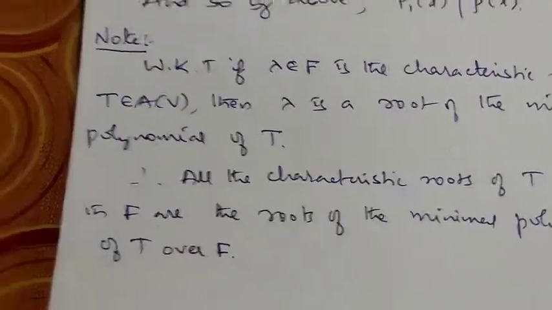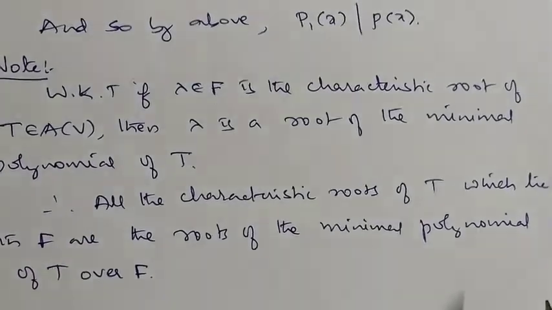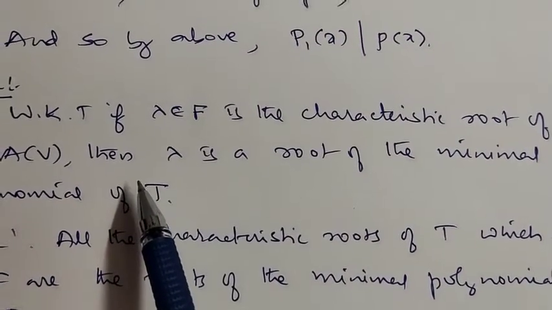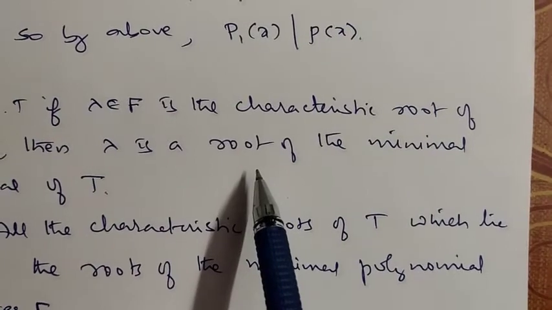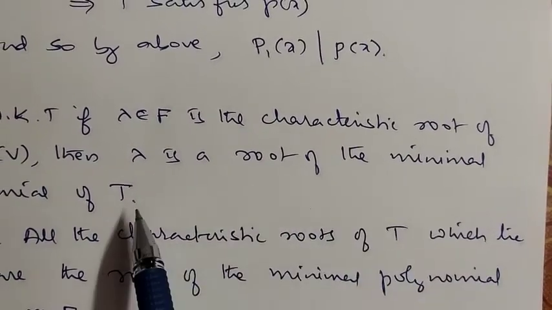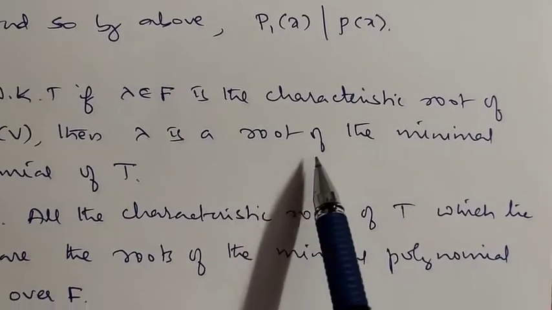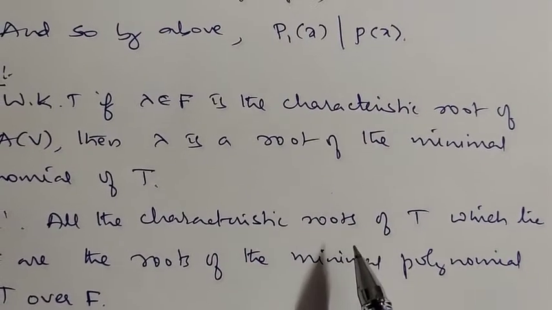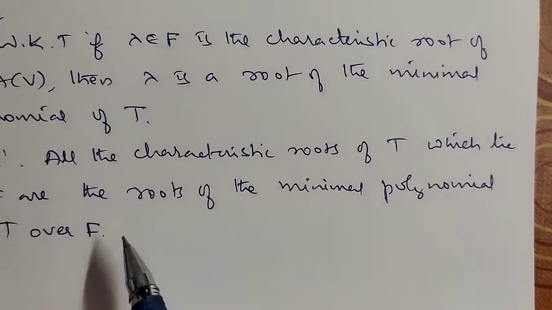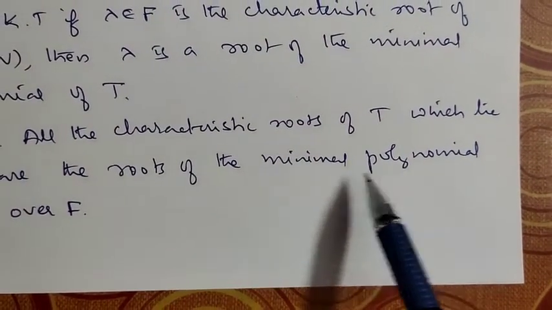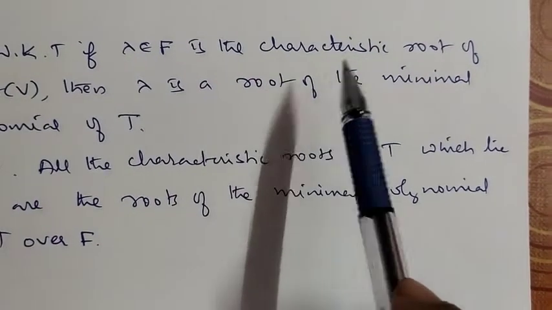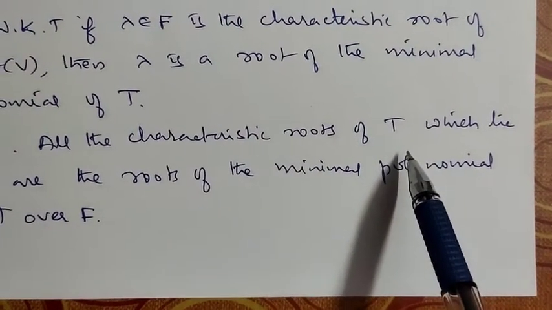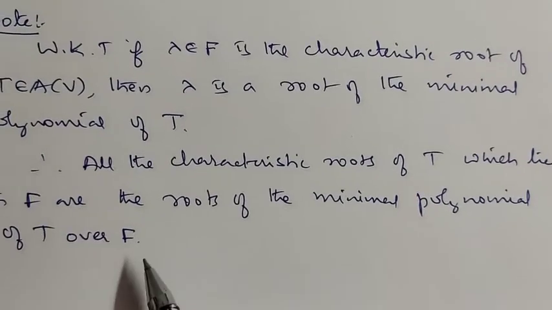Now note that if lambda belonging to F is a characteristic root of the transformation T belonging to A of V, then, as we proved in the last class, lambda is a root of the minimal polynomial of T. If lambda is a characteristic root, then it is a root of the minimal polynomial of T. Therefore, all the characteristic roots of T which lie in the field F are the roots of the minimal polynomial of T over F.